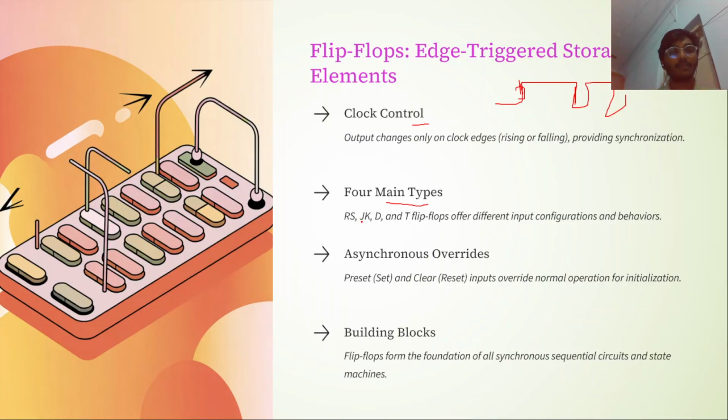There are four main types of flip-flops: RS flip-flop, JK flip-flop, D flip-flop and T flip-flop. They offer different input configurations and behaviors, and all the flip-flops differ in their working principles. Asynchronous overrides: preset is called set and clear is called reset. These inputs override normal operation initially. It is also called the SR flip-flop. Flip-flops form the fundamental building blocks of all synchronous sequential circuits and state machines.